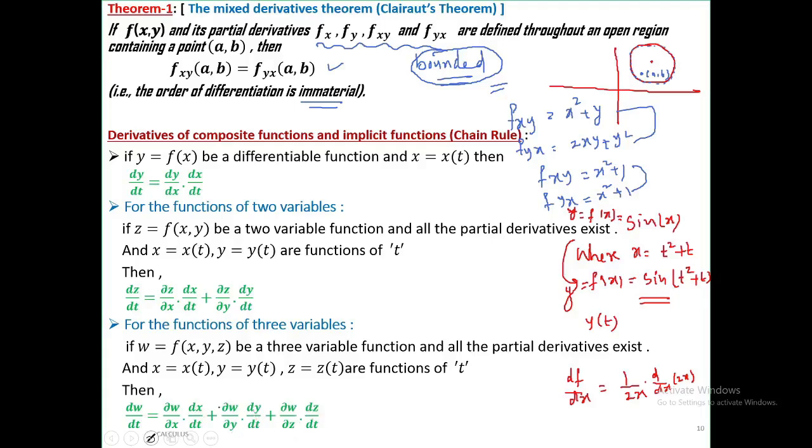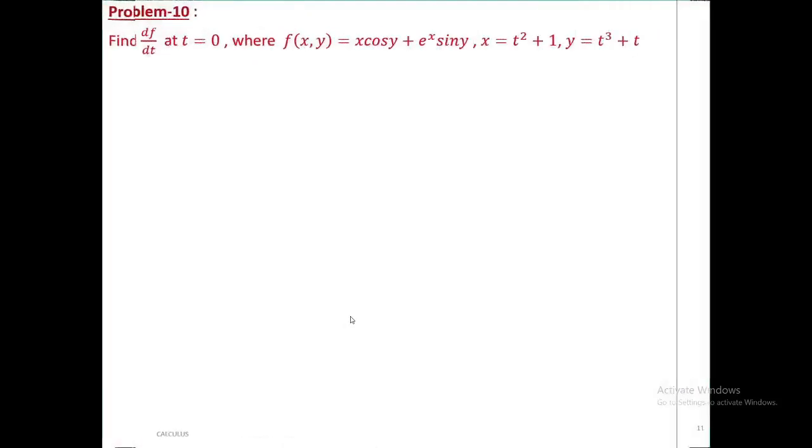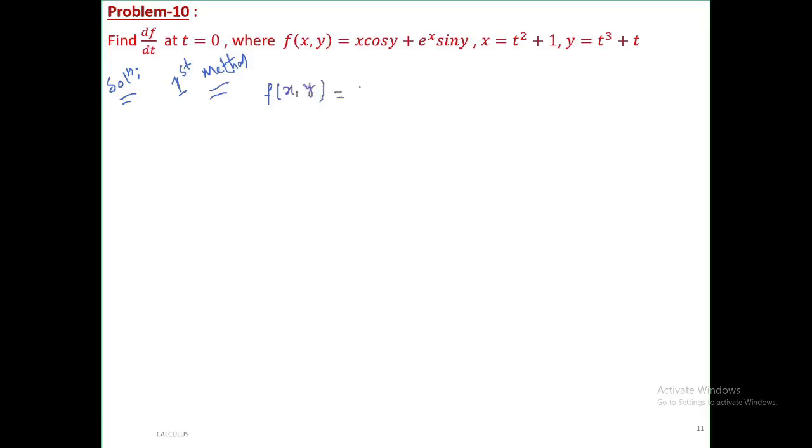So whenever implicit functions exist, a function is defined implicitly, then we can apply this technique to find the derivative or partial derivatives. So let us look at this problem depending on that implicit function. So now here f is a function of this and x is a function of t square plus 1. So this you can do directly like this by first method, means f of x comma y. So f of x comma y is x cos y plus e raise x into sin y.